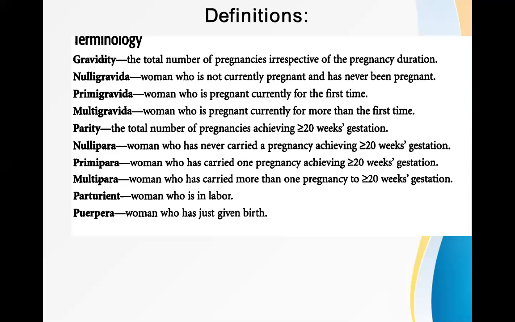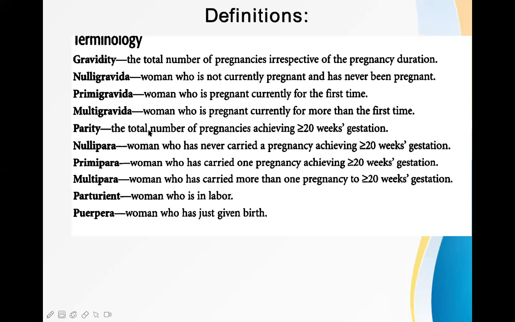Primi is the first time. So the woman who is pregnant for the first time is called primigravida. It's quite an easy definition. Multi means multiple times, many times. A woman who is currently pregnant for more than the first time, meaning she has been pregnant before. Maybe she has some living babies at home, or maybe termination of pregnancy has happened before as abortion. All of these are part of multigravida.